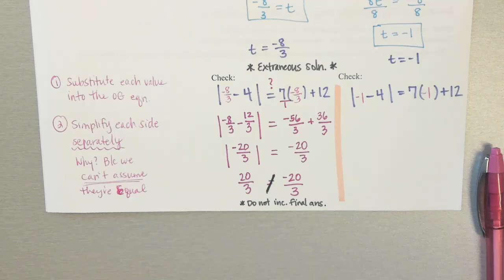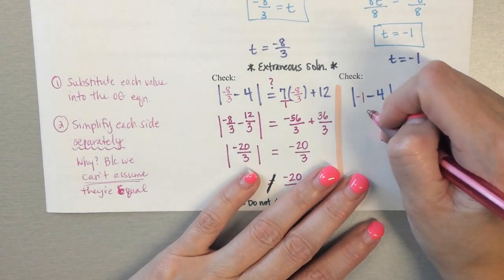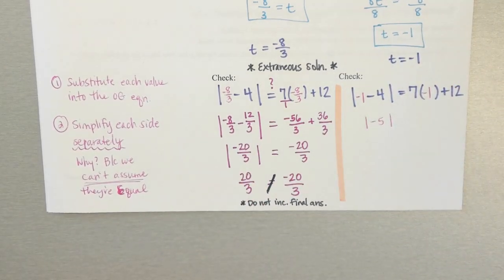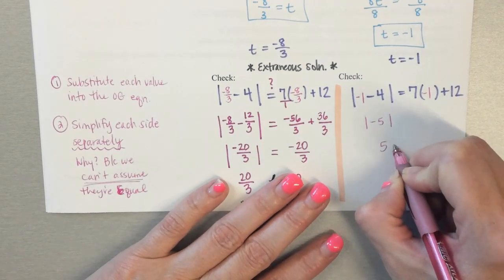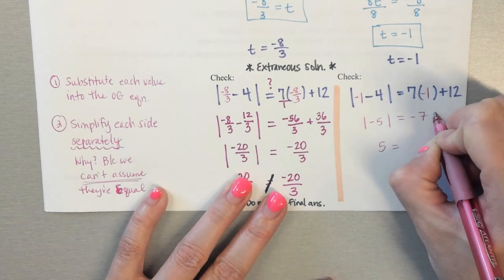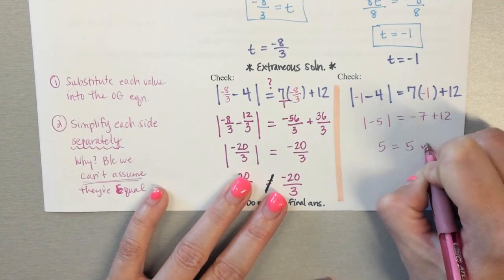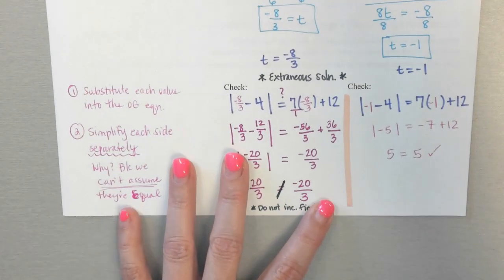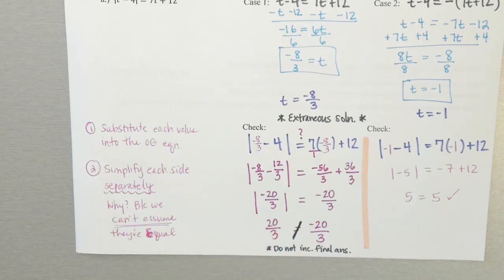okay, so your first step should always look exactly like mine, where you're plugging it into the original. So make sure you have your absolute value, make sure you have this written out, okay, and then again, we'll just simplify this side first. So this is the absolute value of negative 5. The absolute value of negative 5 is 5. So we're going to see if the other side matches. So here we get negative 7 plus 12. That is 5.